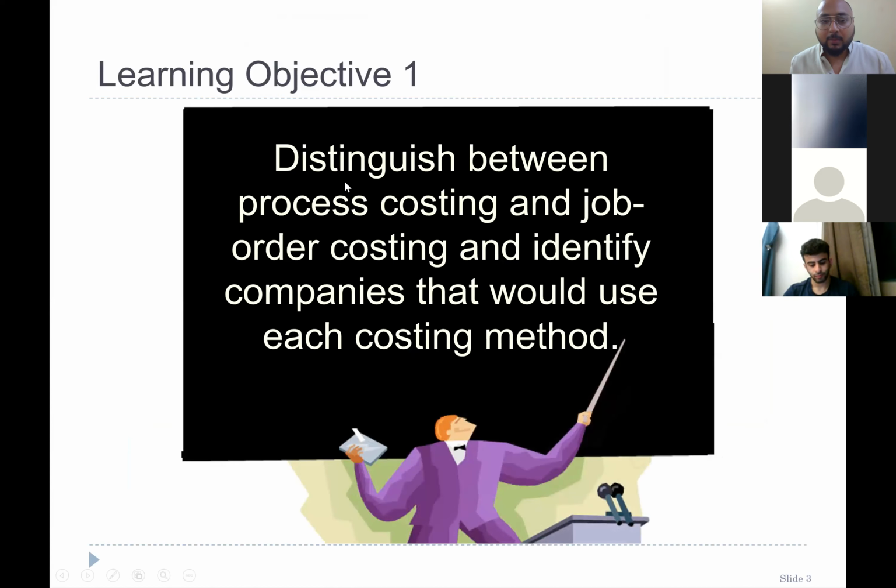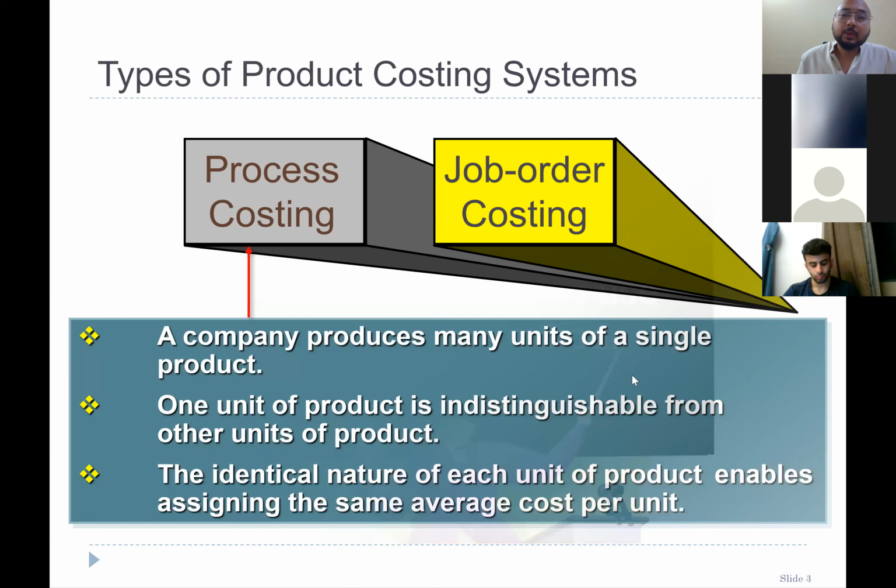So let's talk about our first learning objective, which is to distinguish between process costing and job order costing and identify companies that would use each costing method. So in costing systems, we have process costing and we have job order costing.